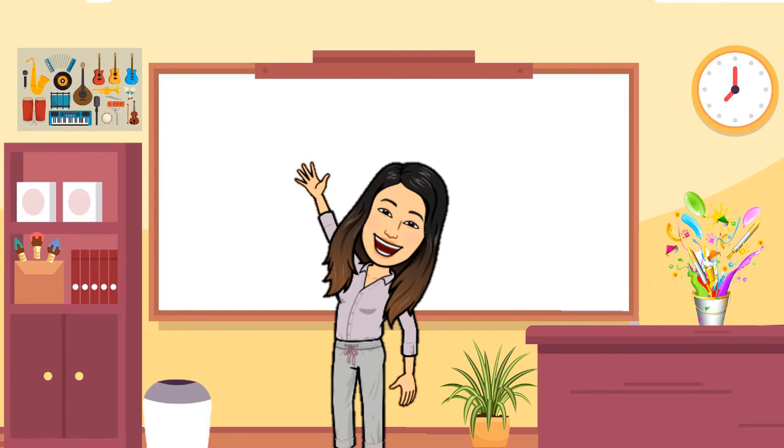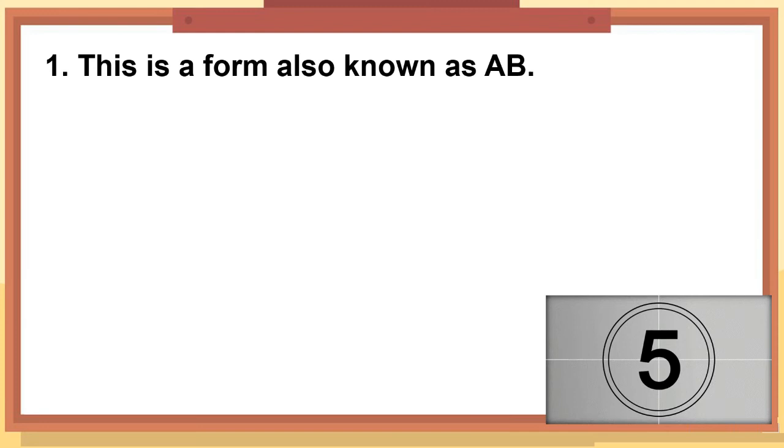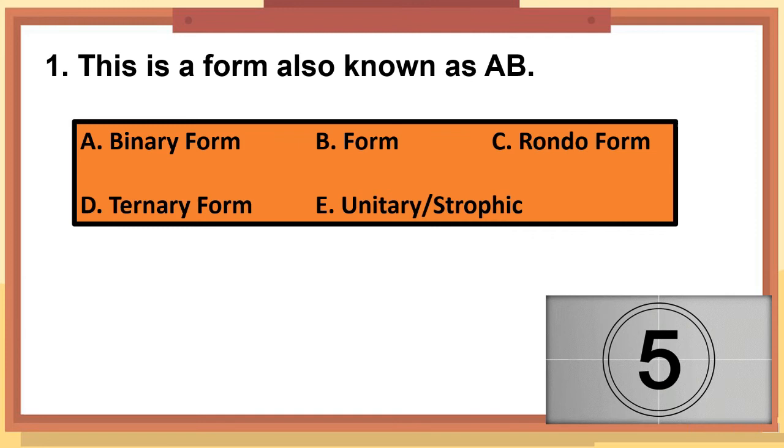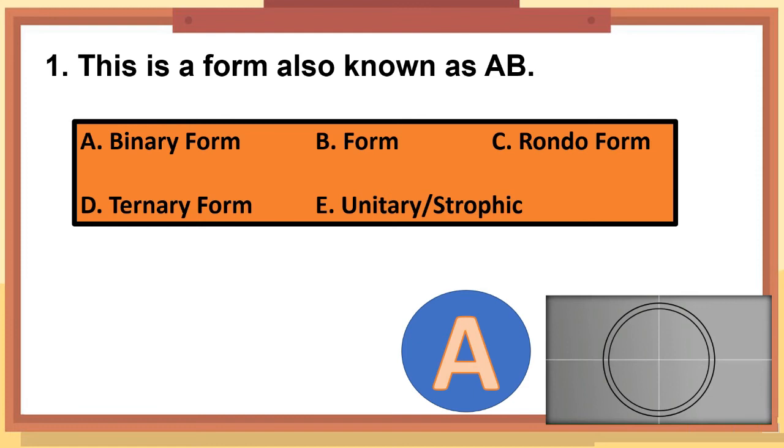Okay, so first one. This is the form also known as AB. And these are our choices. Letter A, binary form. Letter B, form. Letter C, rondo form. Letter D, ternary form. And letter E, unitary or strophic form. Timer starts now. Alright, the correct answer is letter A. That is binary form. Now let's move on to number 2.